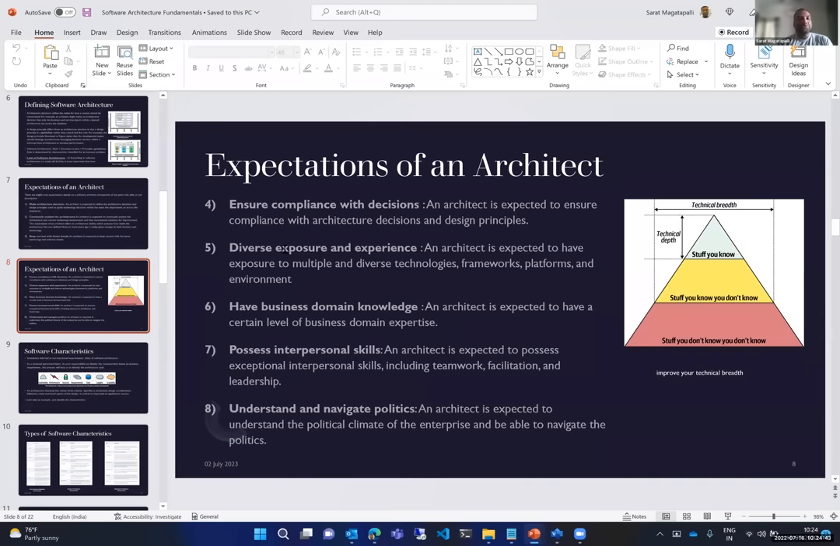So, diverse exposure and experience, right? You need to have an understanding of various tools, various technologies, various trends which are happening, right? I think this is what we talked about, right? As an architect, you need to have technical breadth, right? You need to know something about everything, rather than technical depth, right? You may not need to understand in detail how Node.js works, but you need to know when to use Node.js, and what the advantages are, right? That's what I mean by technical breadth.